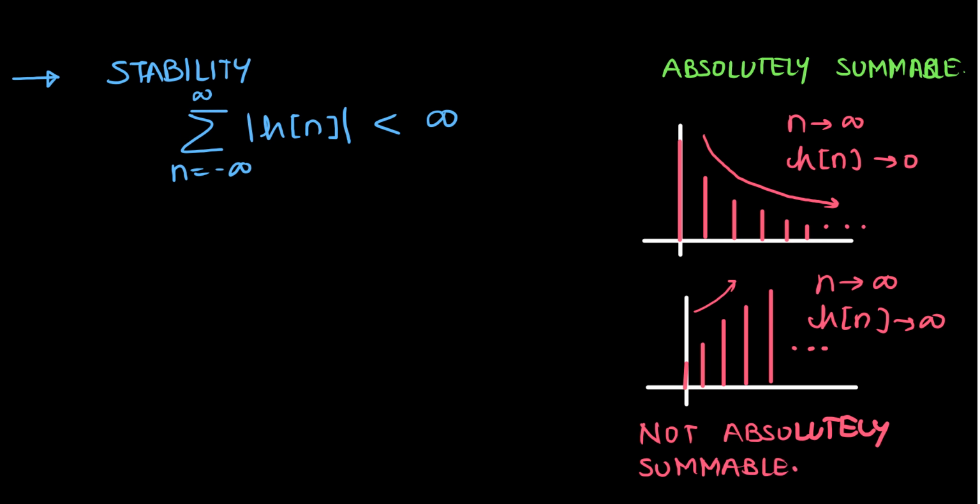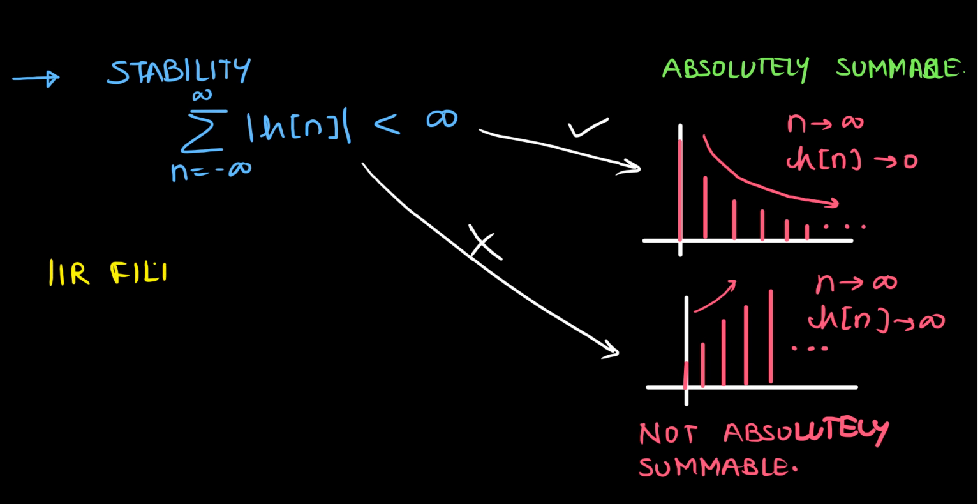So basically, the condition of absolute summability is valid for this first case, but it is not valid for this second case, which means that if I have an impulse response which is something like this, then stability is not achieved. So similar to causality, the stability for the IIR filters is not guaranteed. So IIR filters are not always stable.